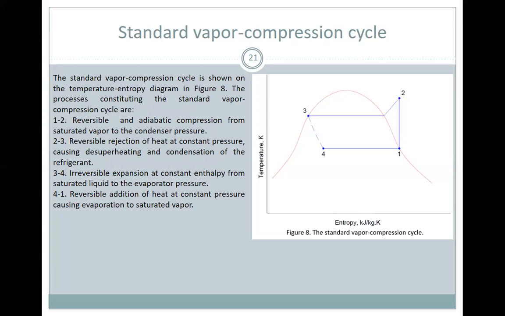The processes constituting the standard vapor compression cycle are 1 to 2, reversible and adiabatic compression from saturated vapor to the condenser pressure. 2 to 3, reversible rejection of heat at constant pressure, causing the desuperheating and condensation of refrigerant. 3 to 4, irreversible expansion at constant enthalpy from saturated liquid to the evaporator pressure. 4 to 1, reversible addition of heat at constant pressure causing evaporation to saturated vapor.